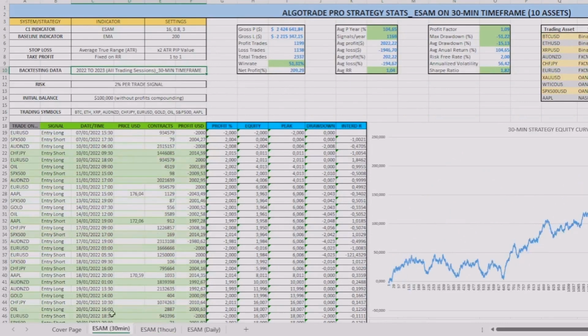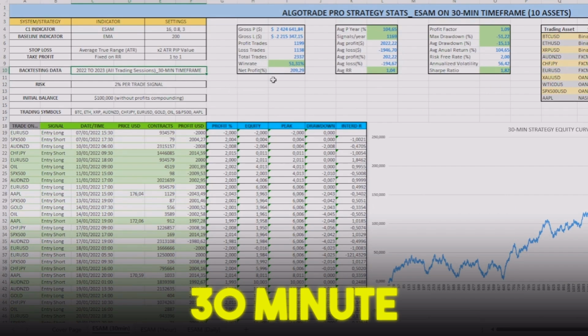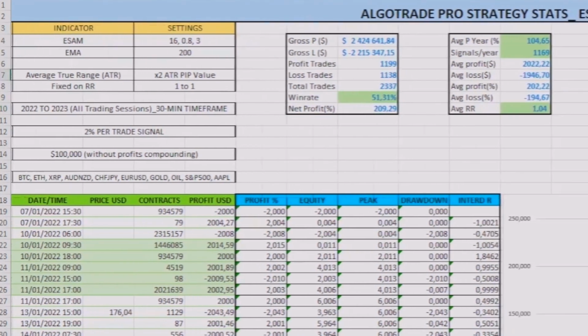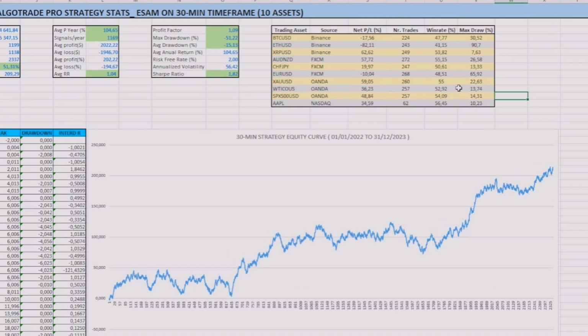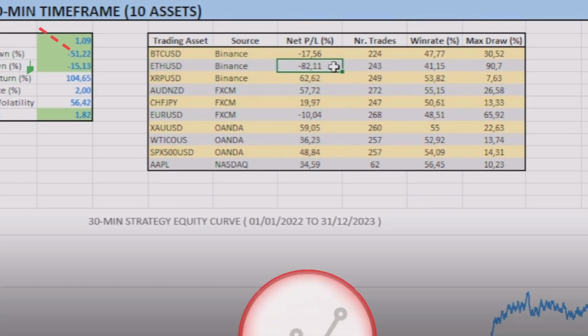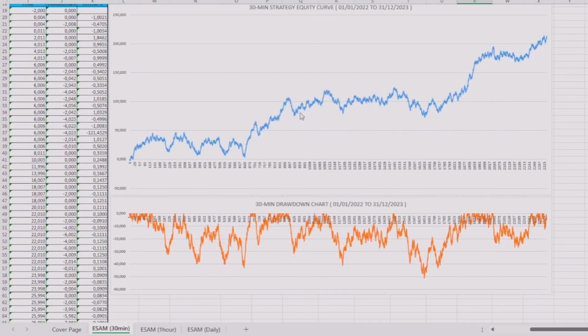After inserting all the trades into my trading journal, I got an analysis of about 4,000 trades across the 3 different timeframes. In the 30-minute one, after more than 2,300 trades, it achieved a win rate of 51.31% and a net profit of 209%. Here you can check other metrics and also the results of every single asset, where you can notice that the majority of them performed well. But then we had some assets like Bitcoin and especially Ethereum which performed badly. Still, for this short time frame, the equity curve is minimally consistent.